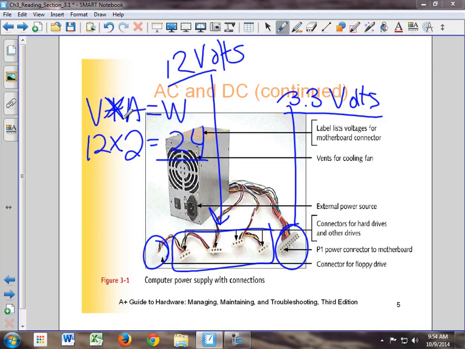So we got 5s, we got 12s, we got 3.3s. Sorry, I just said 3.1. The only one that's 3.3 is the motherboard. Pretty much everything else I'm going to ask you is 12, including this P4 connector that goes to the motherboard. That's a 12 volt as well.